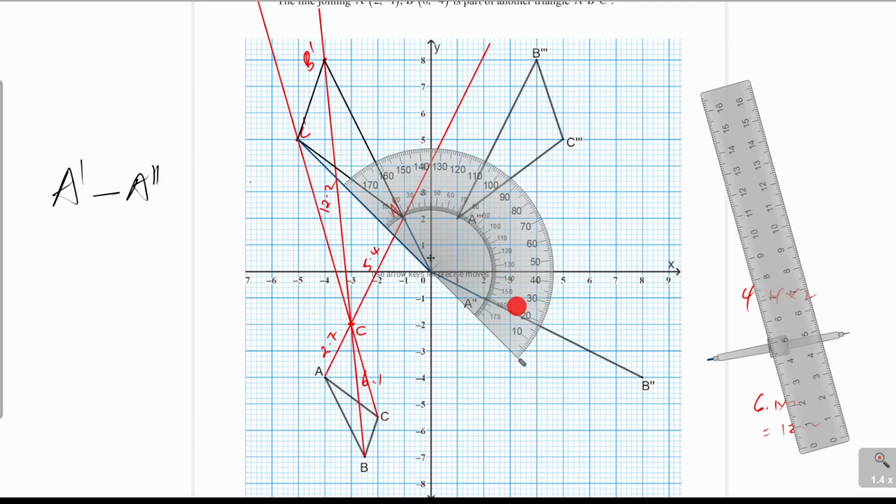In a clockwise direction, 144 will be here. Let me see, 144 will be somewhere here. So we draw a straight line from this point. So from the center, 144 is there.